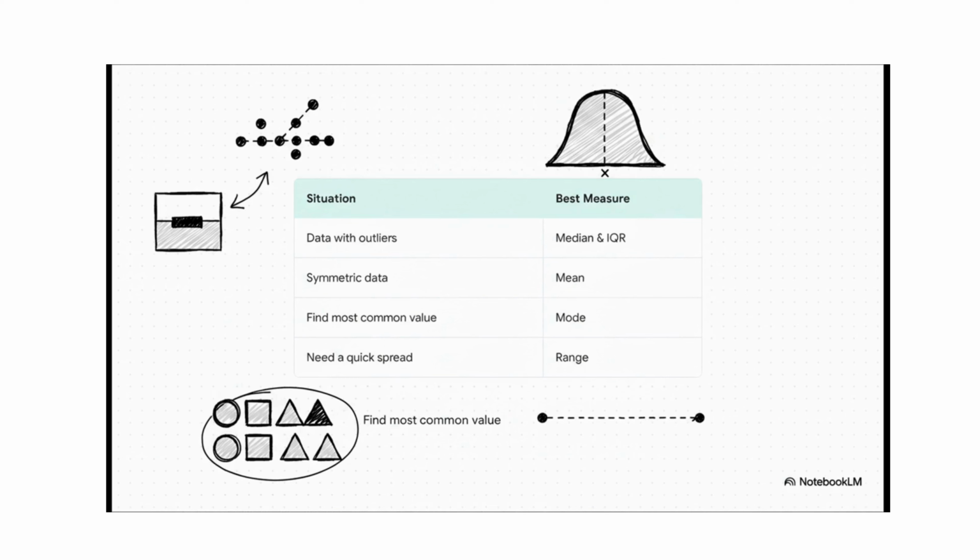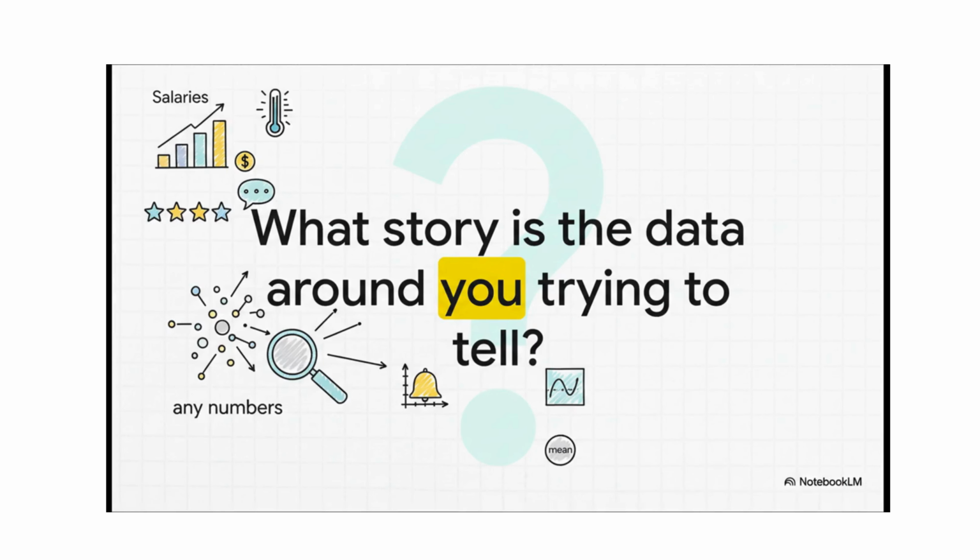If your data is nicely balanced and symmetrical, the mean is a fantastic choice. Need to find the most popular item? Use the mode. And if you just need a quick and dirty sense of spread, the range works. Just be careful with it. With these tools, you can now look at anything. Salaries, temperatures, customer reviews, you name it, and start to really uncover the hidden story. So the only question left is, what story is the data all around you trying to tell?